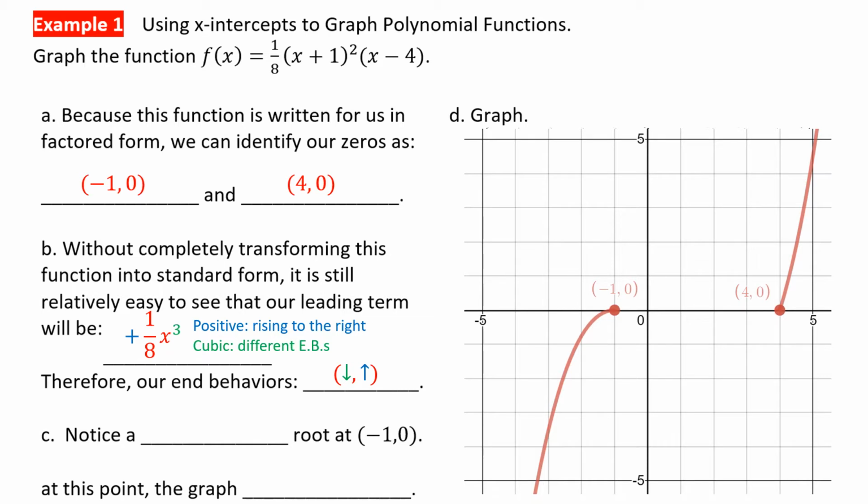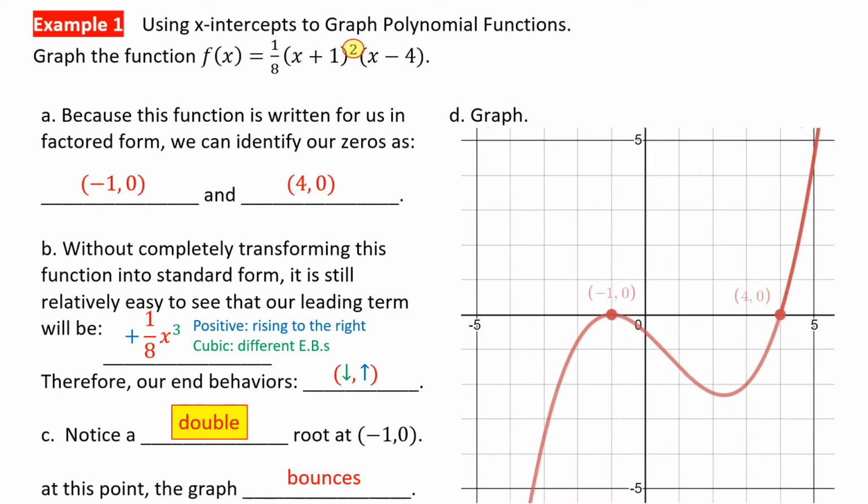Now, how do we get from (-1, 0) to the next? If it's cubic, we should have that bend somewhere in between. And I notice that there's a double root located at (-1, 0). If you look back up at the function, do you see that square? That's going to tell us that that's a double root, that's an even number, and at that point, we're going to bounce. So when we finish out this graph, we increase until we come to that turning point at (-1, 0), and then we decrease. Ultimately, we come to some turning point, and then we start to increase. We go through (4, 0), and we increase forever.